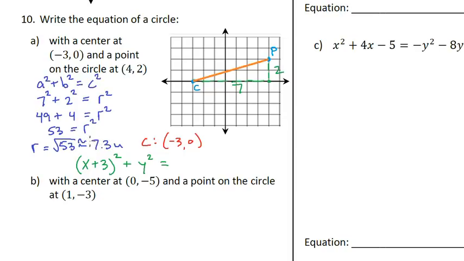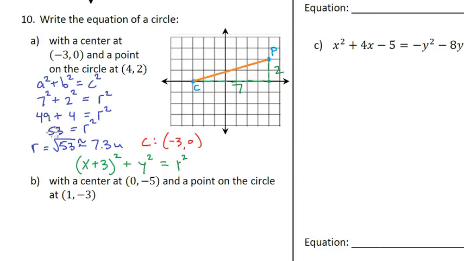Now take a look at this. This is interesting. Our radius is 7.3. We're looking for the equation of the circle, but remember, for the equation of a circle in standard form, this is actually r squared. This is r squared.